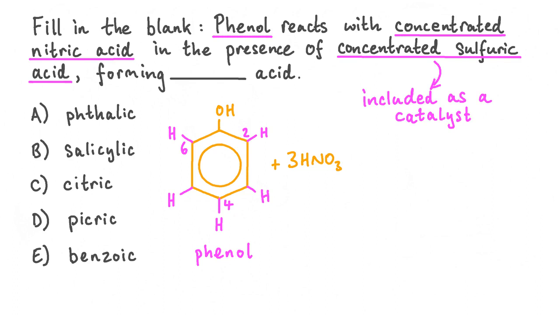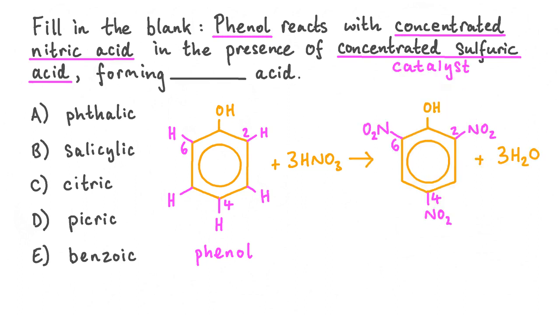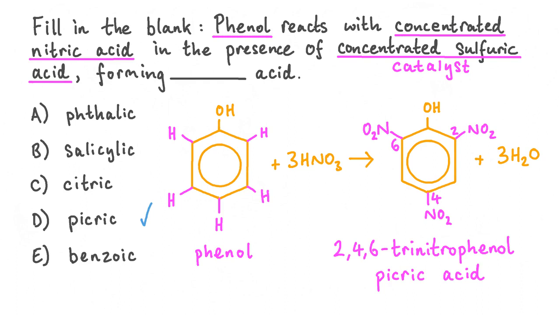We also see that concentrated sulfuric acid is included here. This is present as a catalyst. So for this particular reaction, nitro groups are substituted for hydrogen atoms at positions 2, 4 and 6. The product is therefore named 2,4,6-trinitrophenol. The common name for this molecule is picric acid. Historically, it was used as a high explosive.